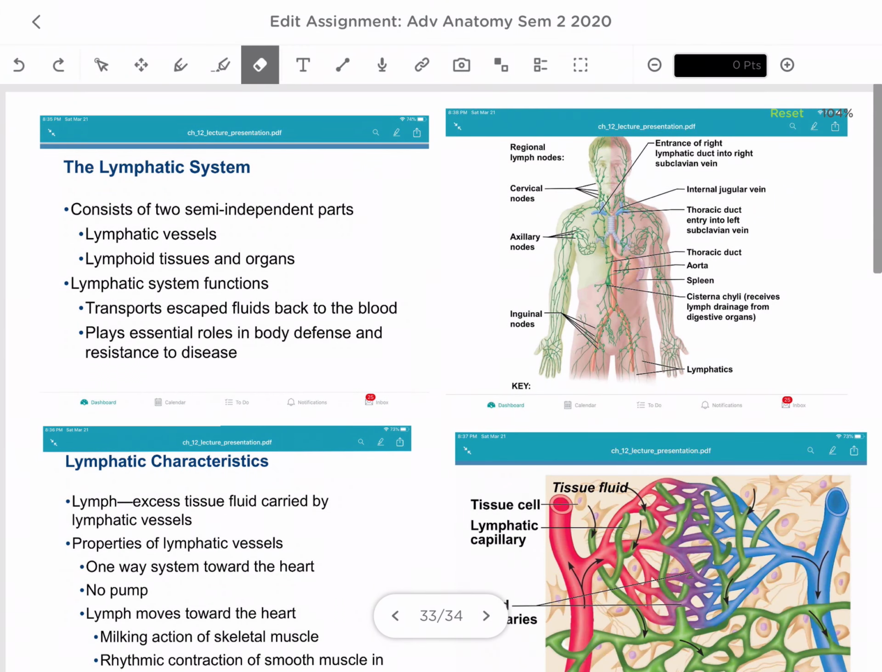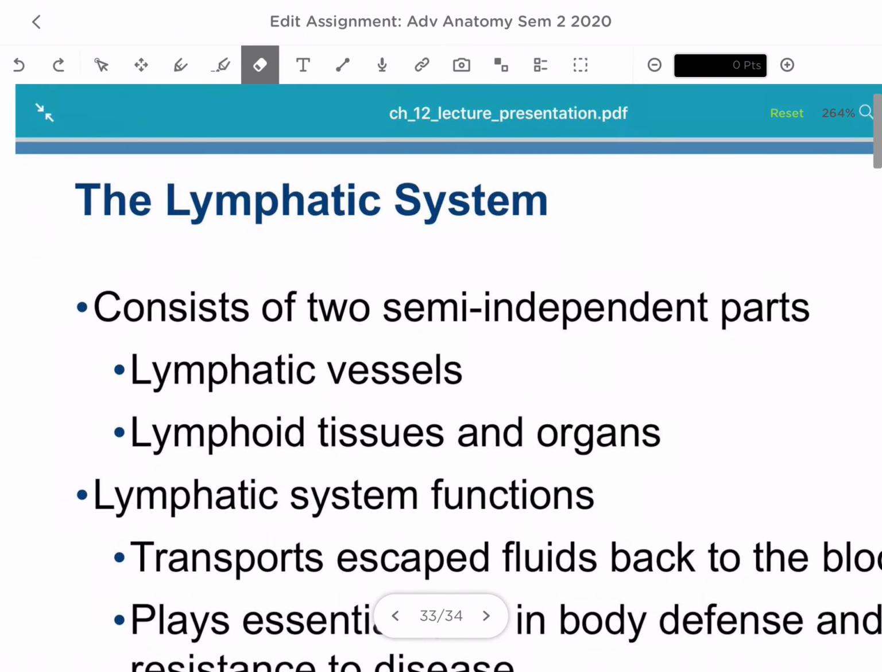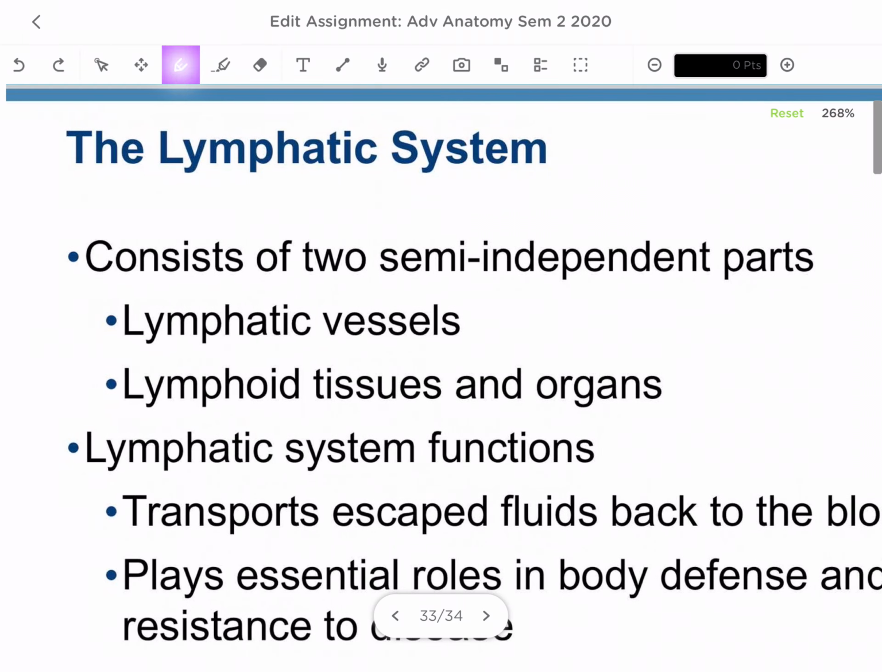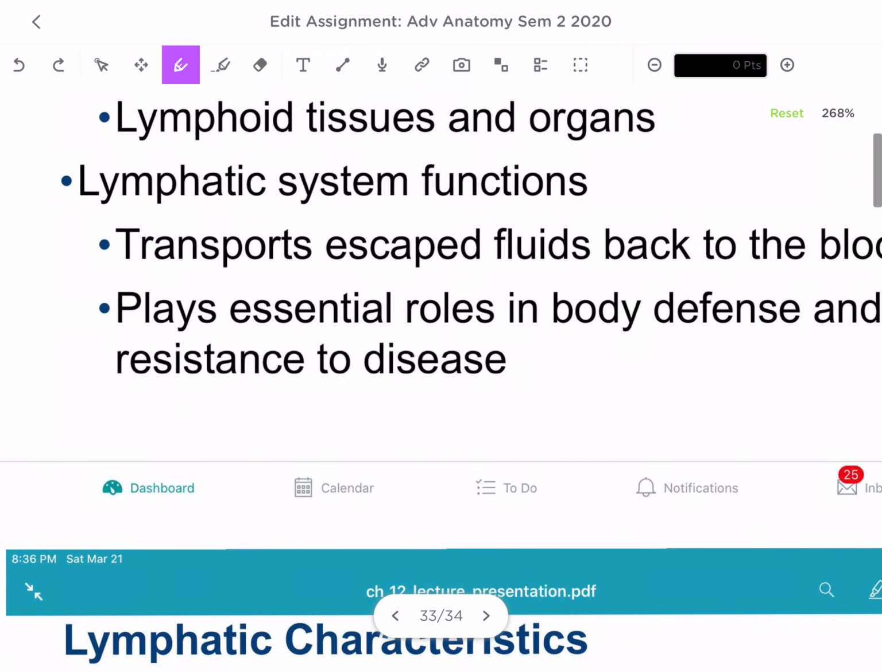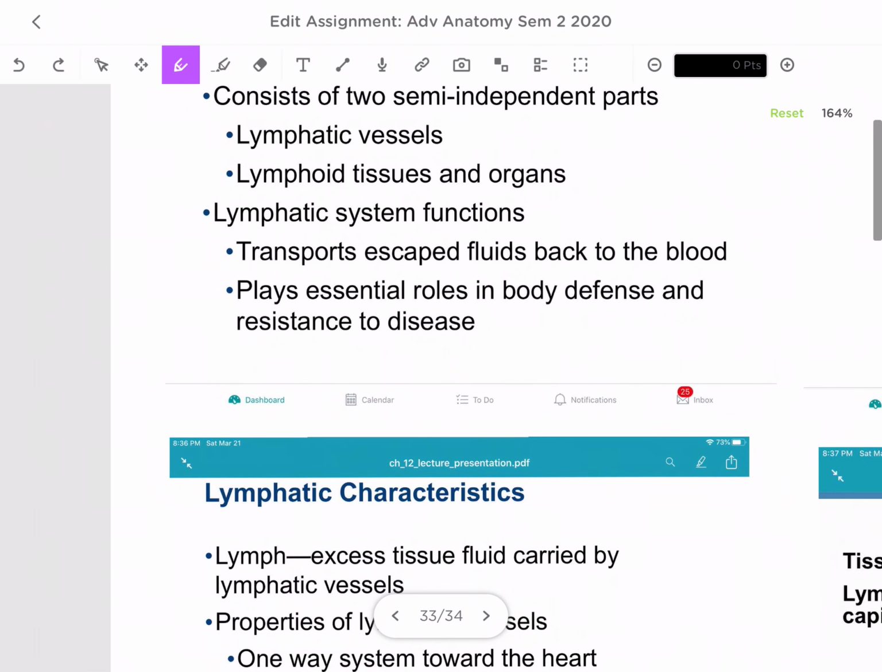Hey guys, I just wanted to make you a quick video about the next body system that we are going to cover in advanced anatomy. And that body system is the lymphatic system. Now, if you look here, I always do this at the very beginning so everybody knows where I'm at. I am on Class Kick slide number 33.